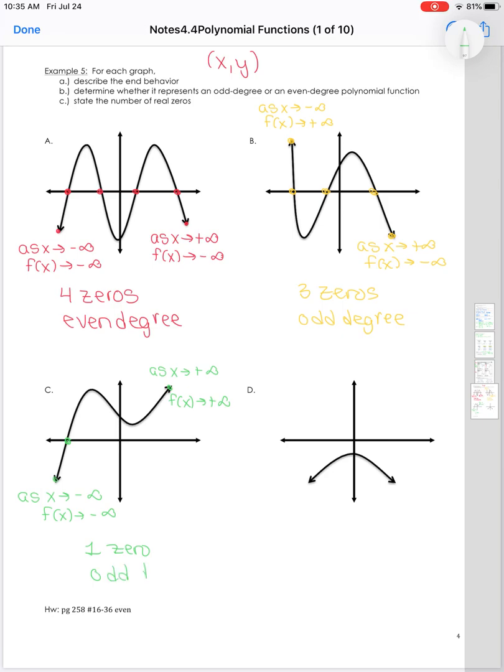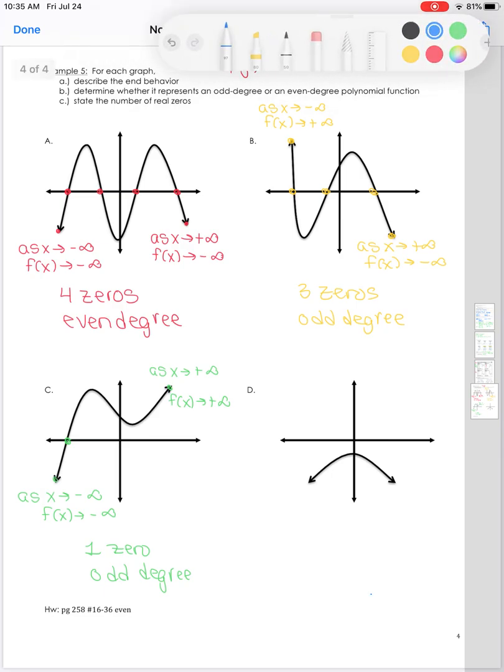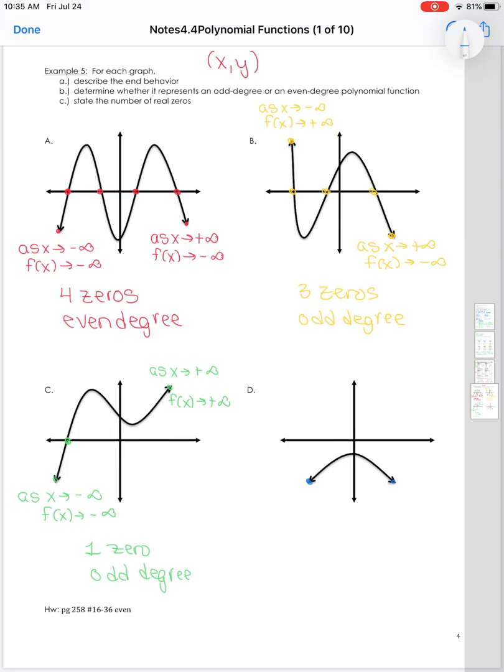All right, for C, end behavior. This one, I'm in the first quadrant, so they should both be positive. So as x approaches positive infinity, f of x approaches positive infinity. And down here, I'm in the negative. So as x approaches negative infinity, f of x approaches negative infinity. There is 1 zero, which means this is an odd degree. Plus, again, to double check, the ends of this graph end at different locations. Now, for your final one, we still have end behavior here.